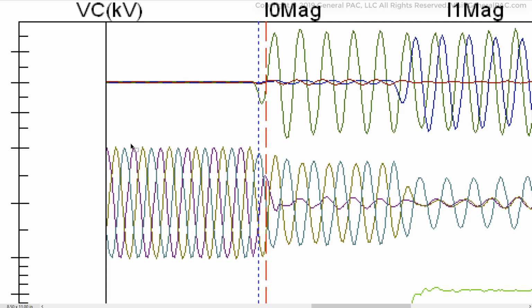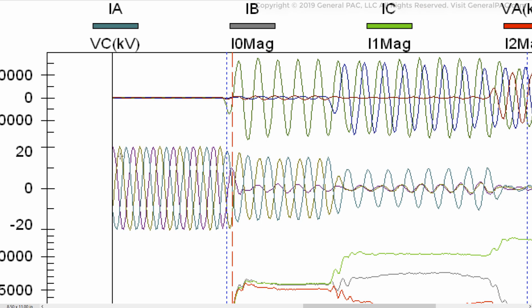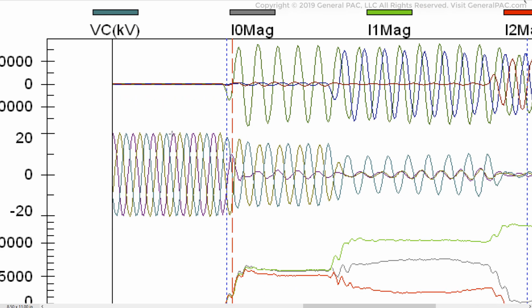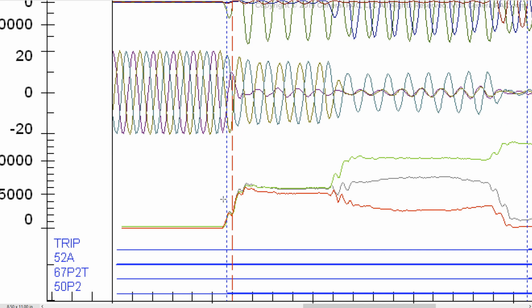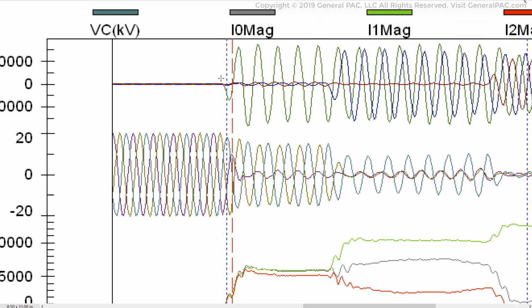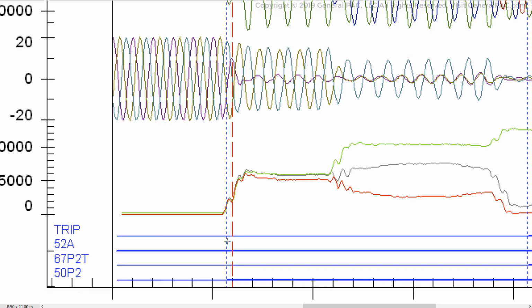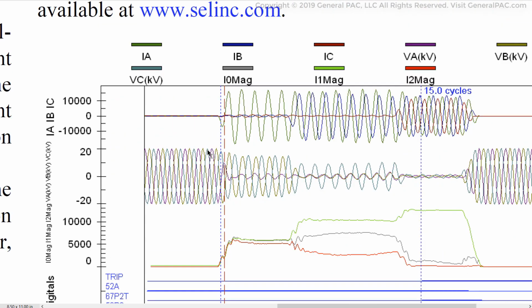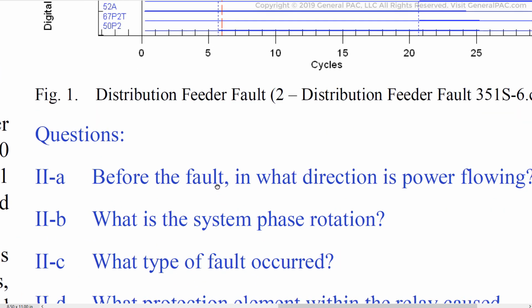So the phase rotation is essentially an ABC phase rotation, and we look at it by looking at the voltage waveforms before the fault actually occurred. And the inception of the fault is essentially this dotted blue line right here, right? So let's look at the second question.